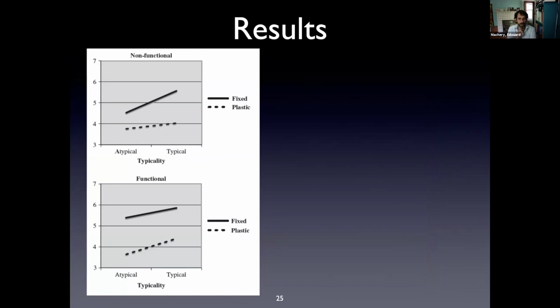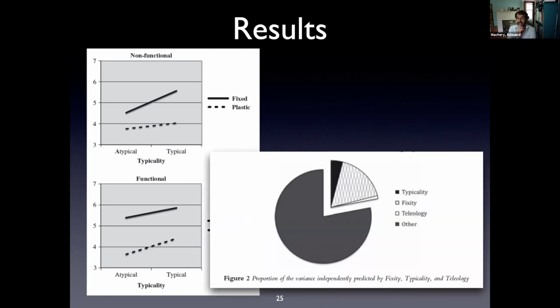To make a long story short, what we found is that whether a trait is fixed or not, meaning whether a trait depends on its environment to develop or not, and whether a trait is universal or not, has a large impact on whether or not the trait is innate. Teleology, whether it's functional or not, has a small and somewhat unreliable impact on whether a trait is innate.